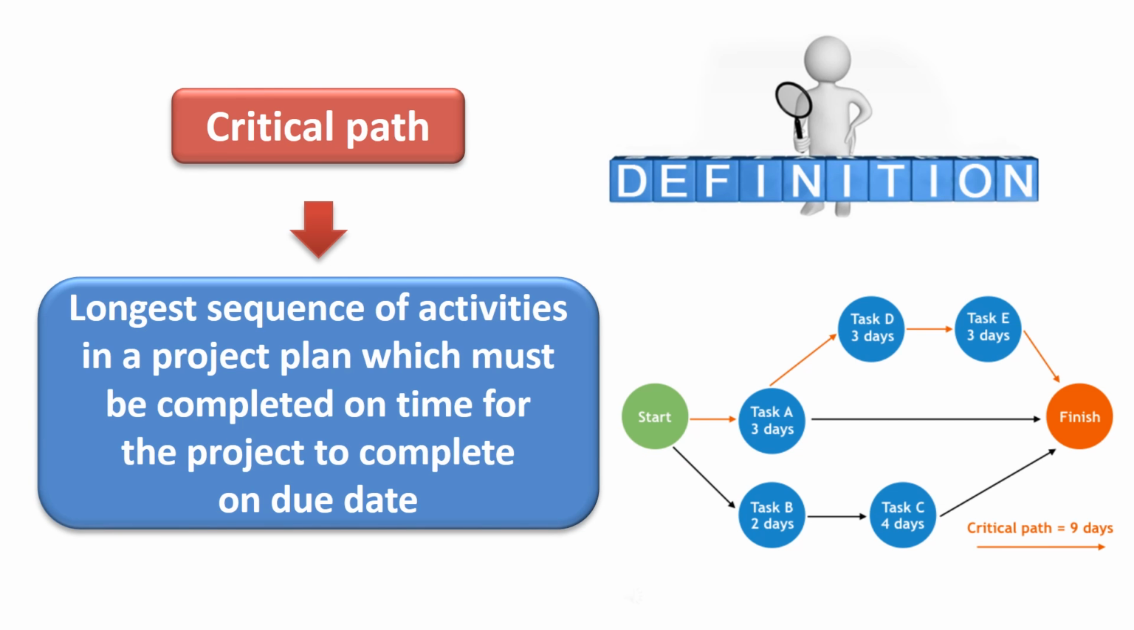In other words, critical path is the longest sequence of activities in a project plan, which must be completed on time for the project to complete on due date. An activity on the critical path cannot be started until its predecessor activity is complete. If it is delayed for a day, the entire project will be delayed for a day, unless the activity following the delayed activity is completed a day earlier.